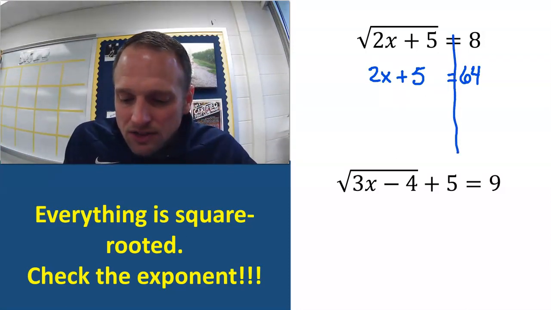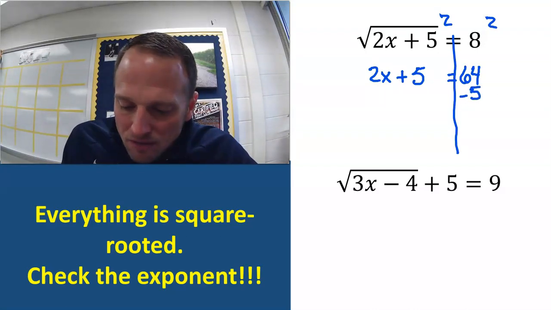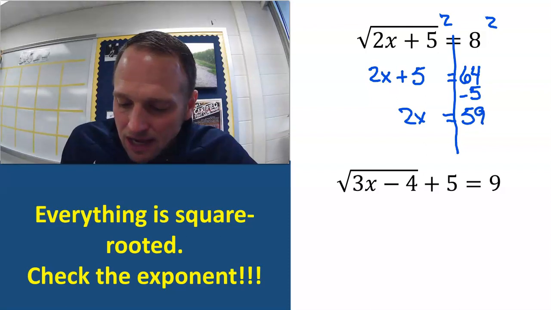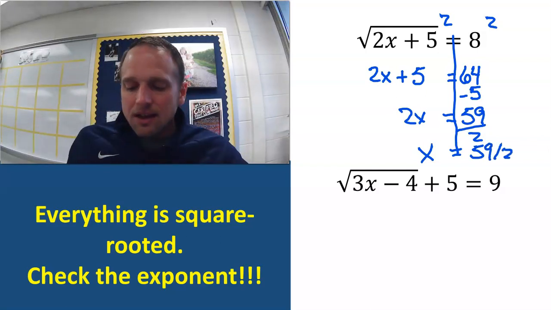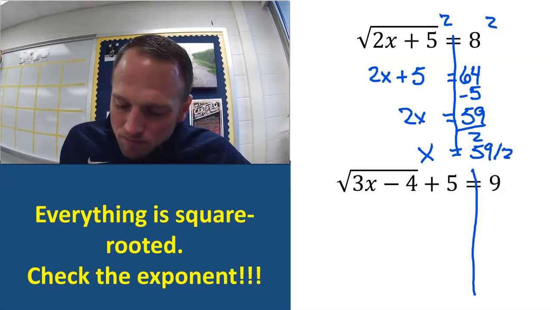All right, so let's go ahead and solve this. We squared both sides. Okay, let's subtract the 5. 2x equals 59 and divide by 2. X is just going to be equal to 59 over 2. 59 halves. Okay, let's look at the next one.